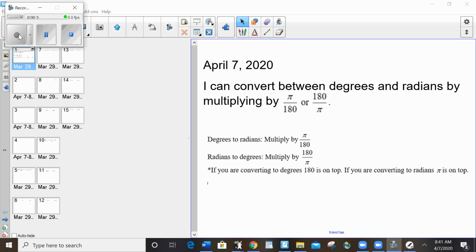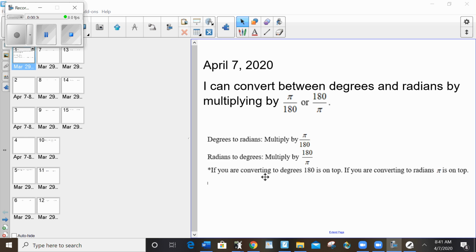Today we are going to convert between degrees and radians by multiplying by pi over 180 or 180 over pi. Depending on which direction you're going, that will affect whether you multiply by pi over 180 or 180 over pi. If I'm going from degrees to radians, we're multiplying by pi over 180. If we're going from radians to degrees, I'm multiplying by 180 over pi.